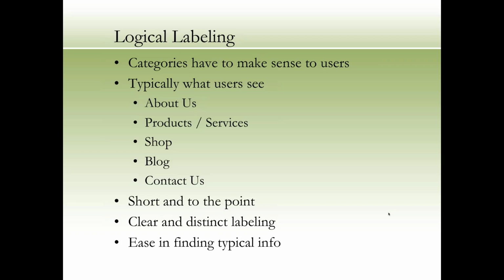And you want to have what users are used to. So About Us, products, services, shop, blog, and contact us are the normal suspects within labeling for your website. So short and to the point. It's clear and distinct. We know exactly what's going to happen when we go to the About Us page. We're going to learn about the company. We click on shop, we're going to shop. We click on the blog, we're being taken to the blog. Very easy. So it's easy to find typical information that users are used to seeing.